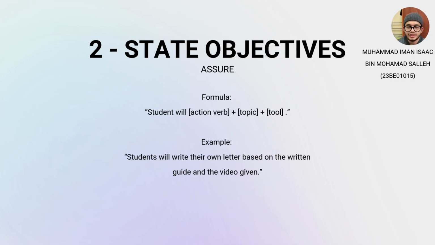Okay, for the second step, which is state objective. The first thing we need to do is the formula. Student will be, add an action verb, plus topic, and also plus two. For example, student will write their own letter based on the written guide and the video given.